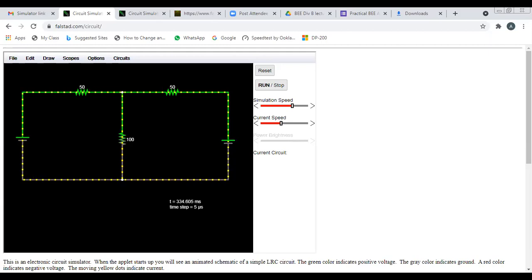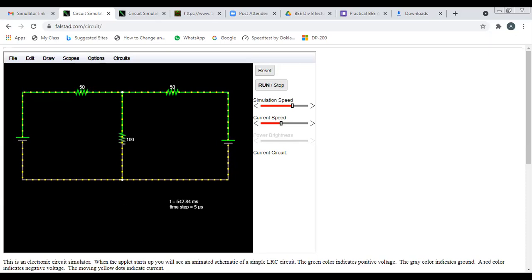Through R1, are the dots moving in a clockwise or anti-clockwise direction? Clockwise. What do you think it represents? The direction of current. Correct.